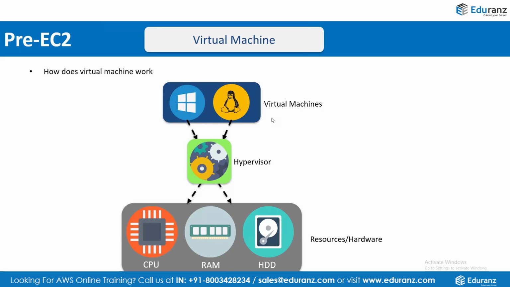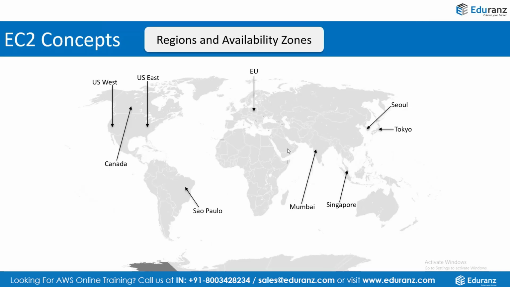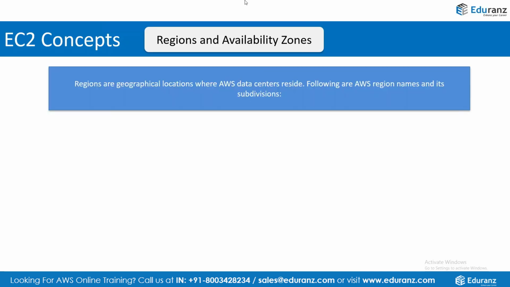Next, we have regions and availability zones that we had discussed in the beginning. The entire set of resources for AWS has been divided into multiple regions and availability zones. Here we have different regions, like US East, US West, then Seoul, Tokyo, Sao Paulo, Canada, EU, Singapore, Sydney. So there are multiple regions available, and again, they all have different availability zones. The same concept that we have discussed so far.